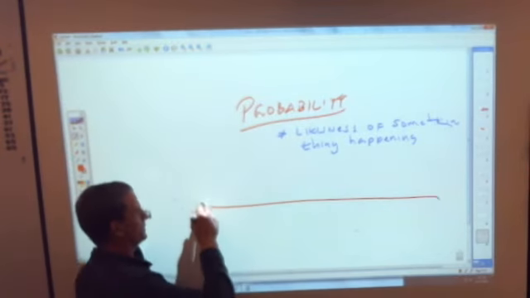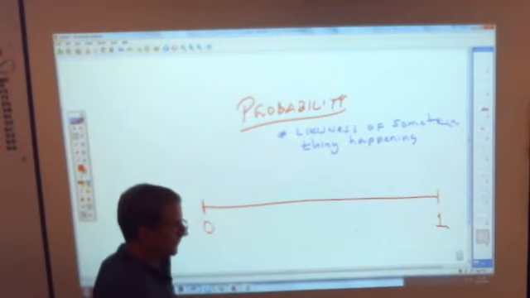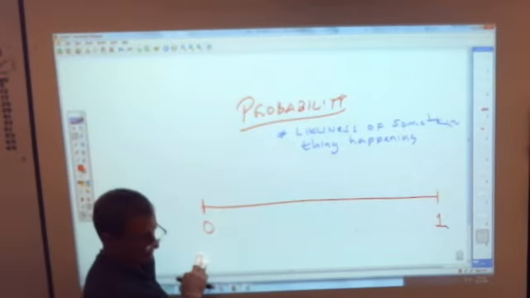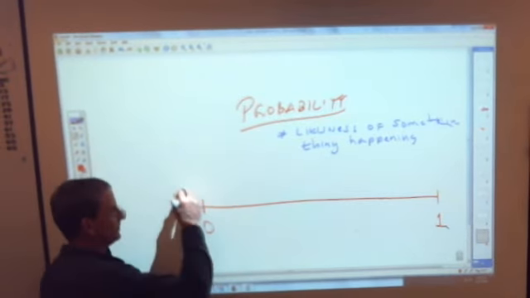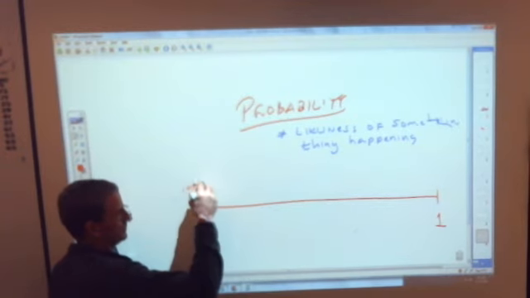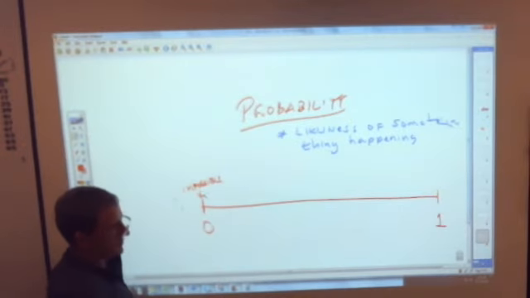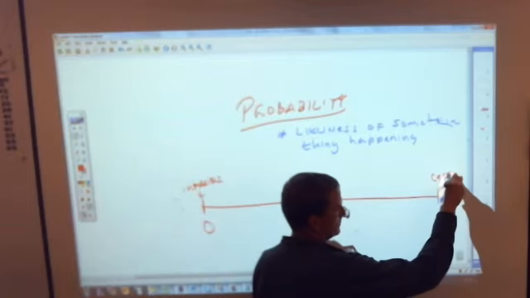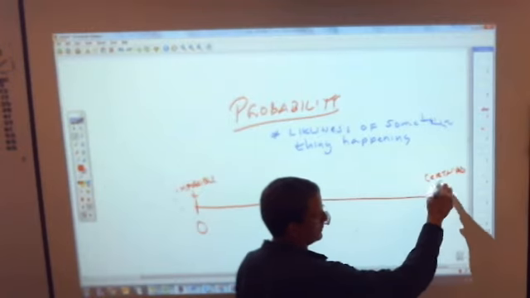We'll draw a little fraction line here. This is 0, and this is the whole number 1. If something has a 0 probability, it will be impossible to happen. That would be 0. If something has a 1 probability, it will be certain it's going to happen.